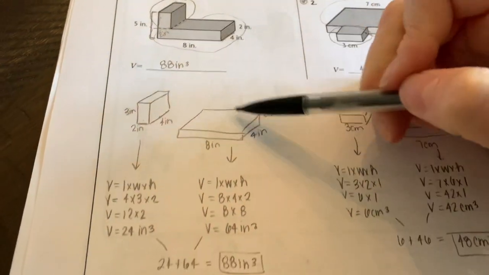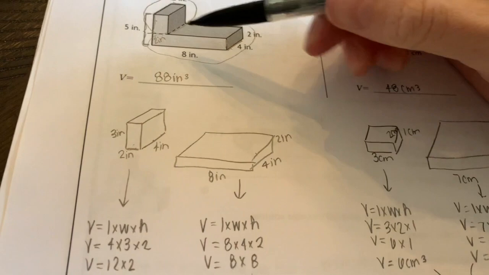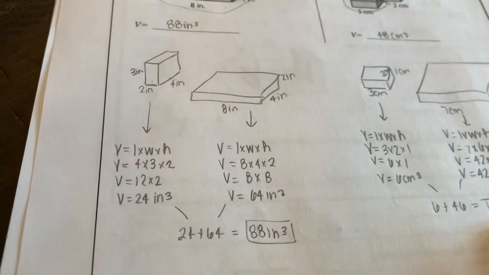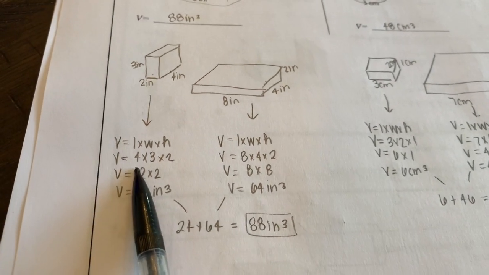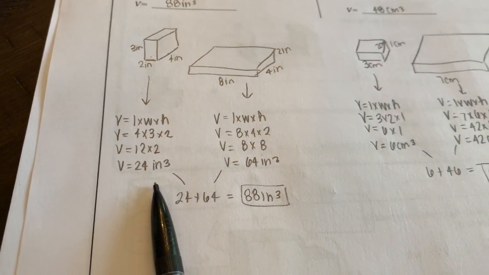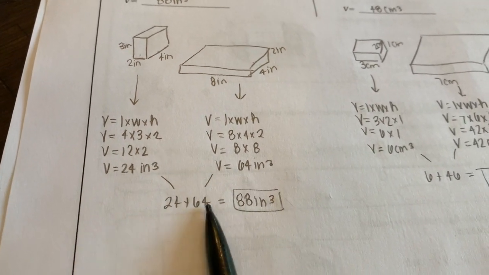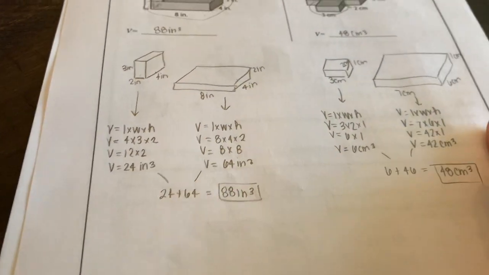Then the larger rectangular prism, all of the dimensions were given. So the length was 8, the width was 4, and the height was 2. And then I just found each volume. So 4 times 3 times 2, that gave me 24. And then 8 times 4 times 2 gave me 64. I added them together, and I got 88.